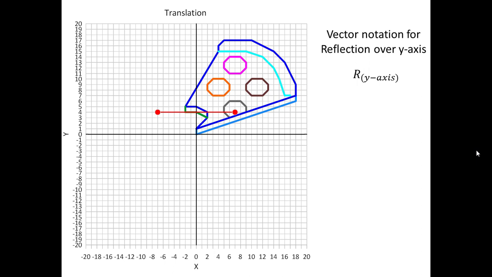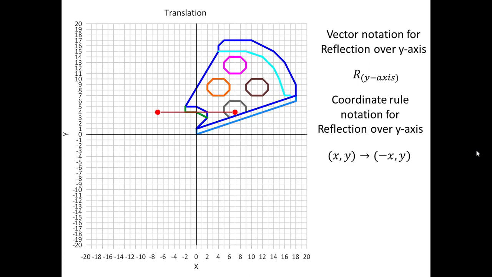The notation for that is an R with the subscript y-axis. The coordinate rule for that transformation is to take any (x, y) and map it to the point (minus x, y). So for the arbitrary point shown, it goes from point (7, 4) to the point (minus 7, 4). The y is shared, the y is the same value, 4. The x value went from positive 7 to minus 7, the same distance away from the y-axis.